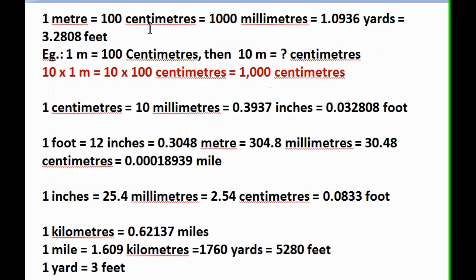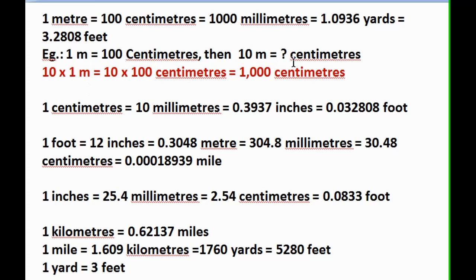And 1 meter is equal to 100 centimeters. This will be helpful in radiographic calculations. Already you know this one, but please note it once again. 1 meter is equal to 100 centimeters, 1000 millimeters, and 1.0936 yards. 1 centimeter is equal to 10 millimeters, or 0.3937 inches, or 0.032808 foot.